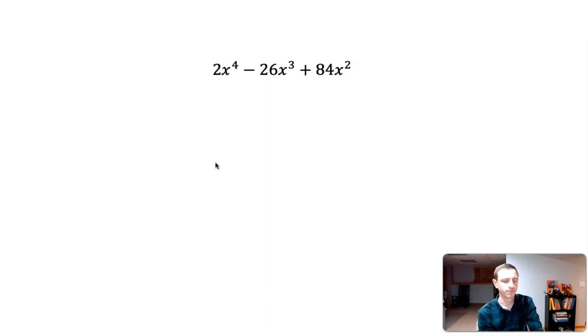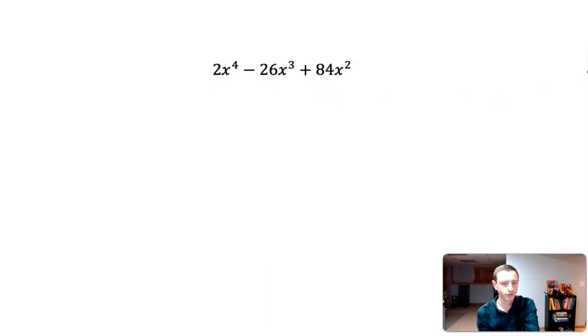All right, next one. So this one looks crazy. I see x to the 4th, x to the 3rd, x squared. That's a lot. There's a lot going on here. And I also see 2, 26, 84. All of those numbers are even, so that means I could pull out a 2. And I can't pull out more than a 2 because this is just a 2. There are some cases where we might be able to pull out a little bit higher than just a 2, but in this one, only a 2.